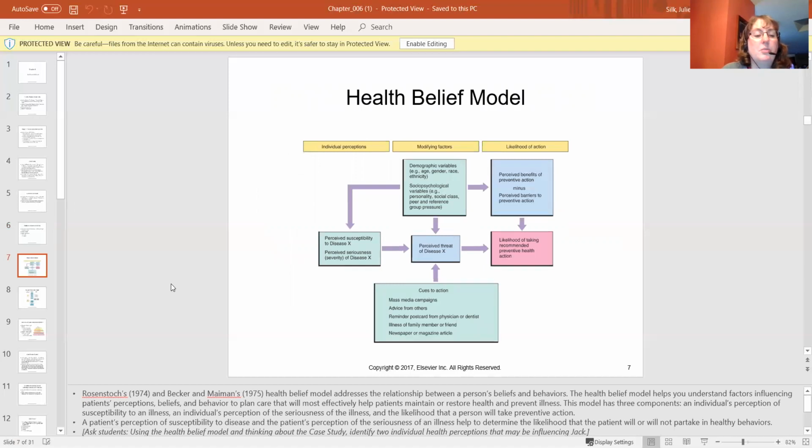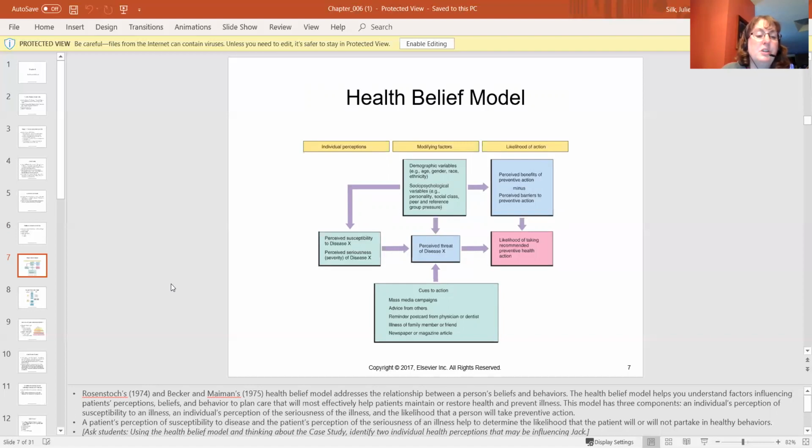When we talk about the health belief model, which we kind of mentioned in our gerontology class before, this addresses the relationship between a person's beliefs and their behaviors. The health belief model helps you understand factors influencing the patient's perception, their beliefs, and behaviors to plan care that will most effectively help them maintain or restore health and prevent illness. This model has three components: an individual's perception of the susceptibility to an illness, an individual's perception of the seriousness of it, and the likelihood that a person will take preventative action.